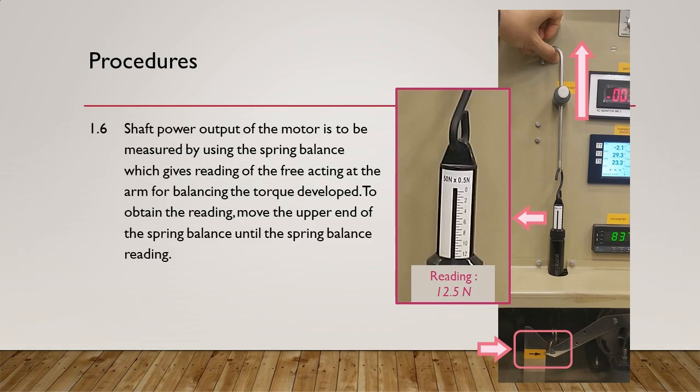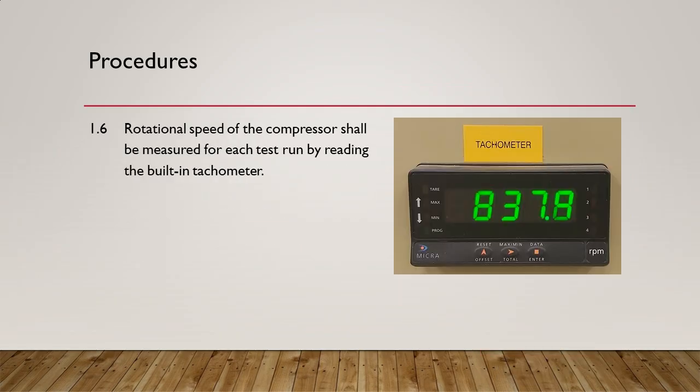Shaft power output of the motor is to be measured by using the spring balance, which gives the reading of the force acting at the arm for balancing the torque developed. To obtain the reading, move the upper end of the spring balance until the spring balance reads zero. Rotational speed of the compressor shall be measured for each test run by reading the built-in tachometer.